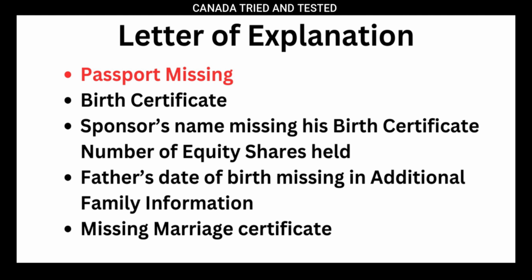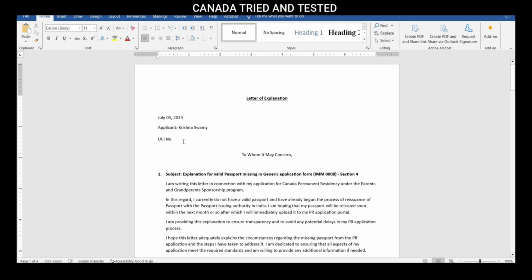So I give a heading like letter of explanation. This makes it clear what this document is, then the date when it is made, and if it is the primary applicant, the name. If it is a secondary applicant, write secondary applicant and then the name. And if a UCI number is there, I always make sure to make an entry. If the UCI number is not there and it is getting uploaded with the application, I just leave it blank. And then, to whom it may concern. This is the typical heading part of it.